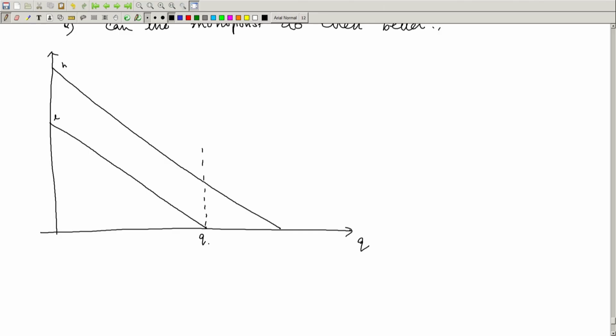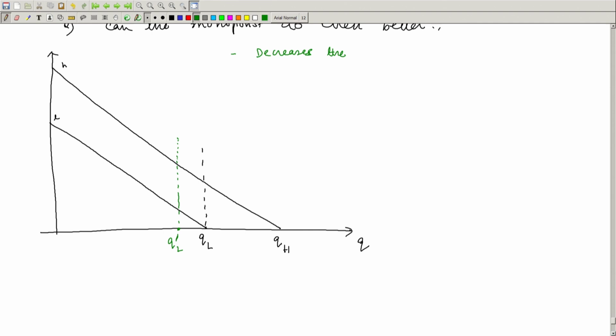This is QL and this is QH. Now, to think about this, let us suppose that I am decreasing the Q and I bring it to, let us say, QL dash. So, suppose the monopolist decreases, I decrease the lower quality level.